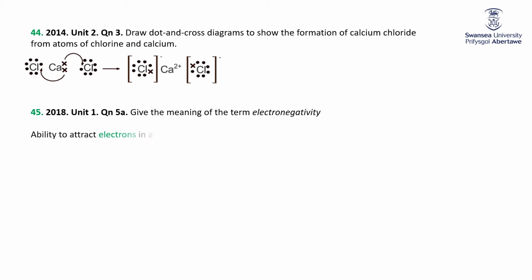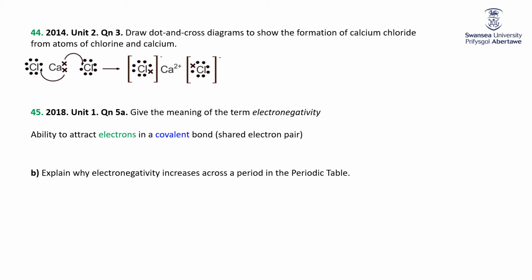Meaning of the term electronegativity: the ability to attract electrons in a covalent bond, the shared electron pair, and explain why this increases across a period in the periodic table. Very unsatisfactory explanation at A-level.